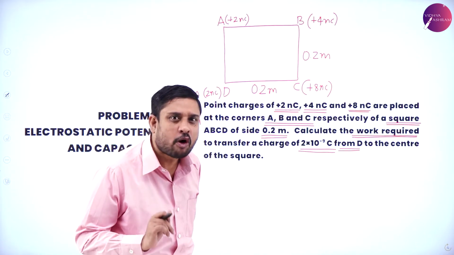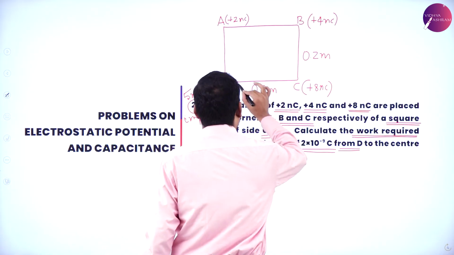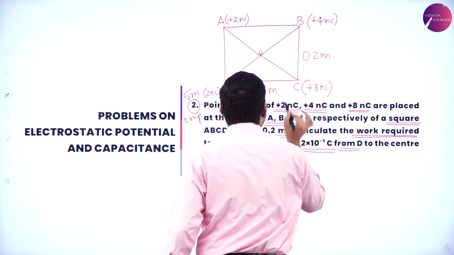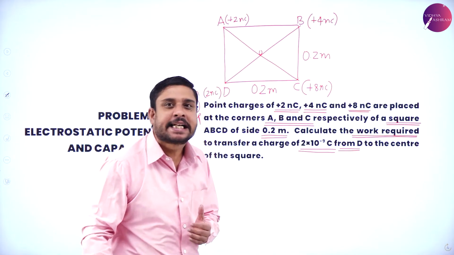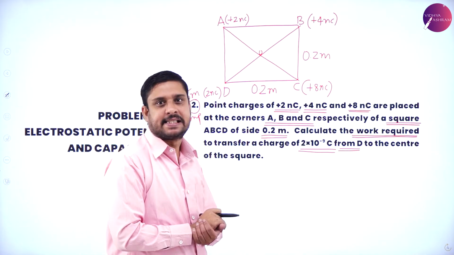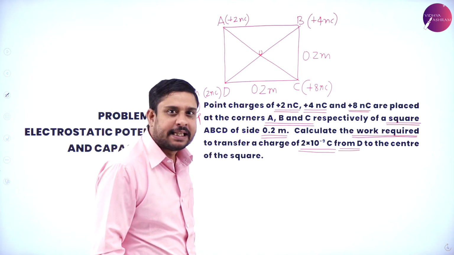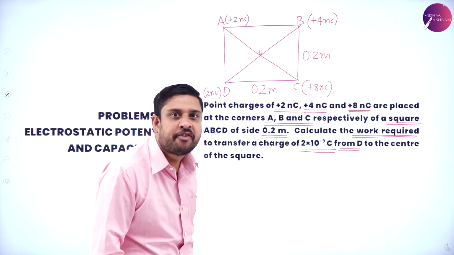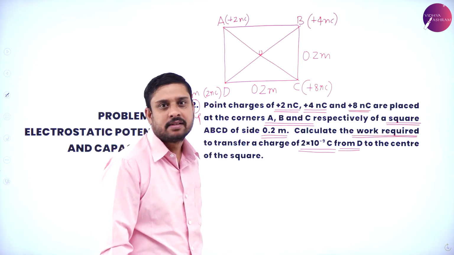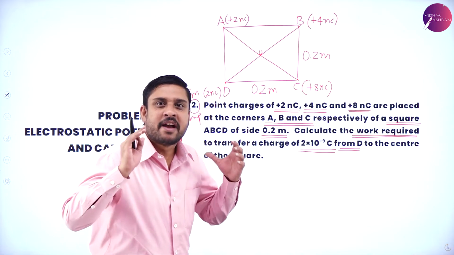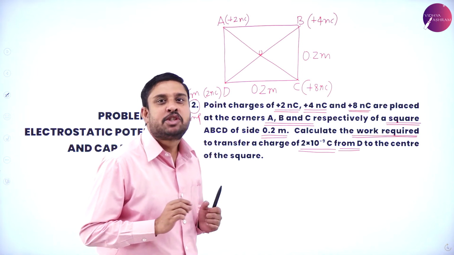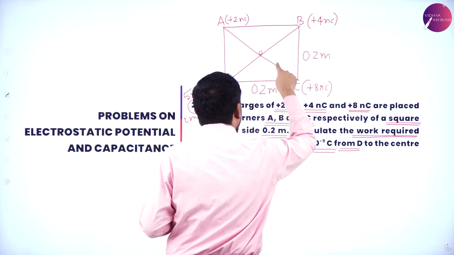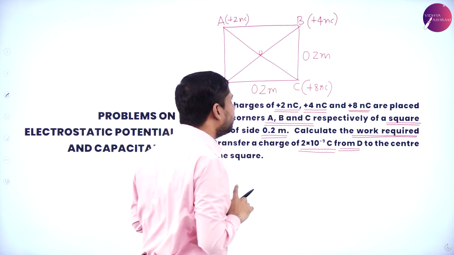Now, what is the center of the square? We know it is the point of intersection of the two diagonals. It is nothing but the point of intersection of the two diagonals. My first objective here is to calculate the distance OA, OB, OC and OD.